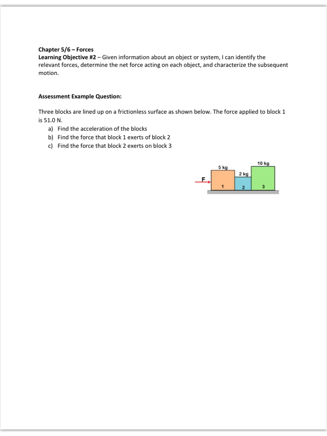For this problem, I wanted to do an example where you had to look at a system of masses and then break them apart to look at internal forces that, once you break the masses apart, can be considered to be external forces. What I'm talking about here is when we think about these masses, they actually are all exerting equal and opposite forces on each other.